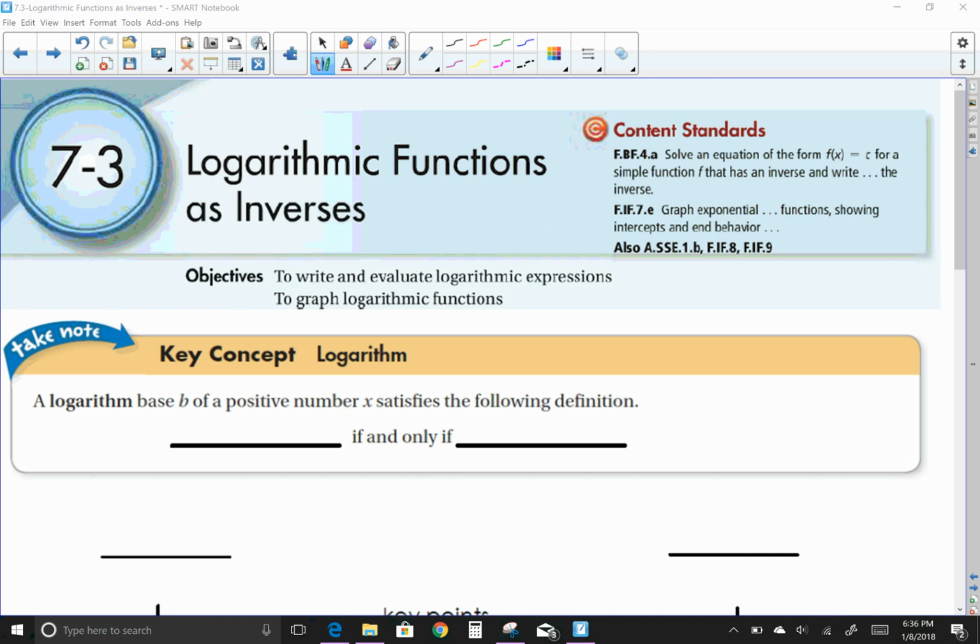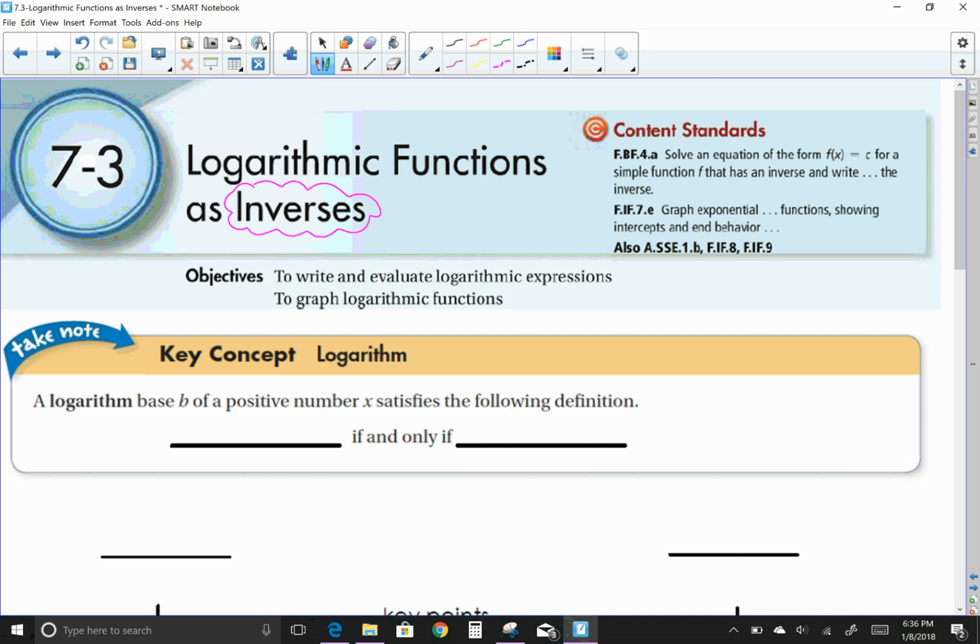Today's lesson is 7-3 out of our textbook. It is talking about logarithmic functions as inverses. This is a really important part of what I want you to remember. We've talked about inverses earlier in the year, or all throughout the year. An inverse function is one that undoes another function.